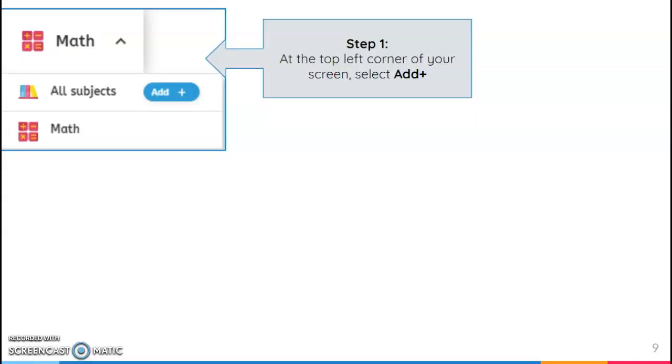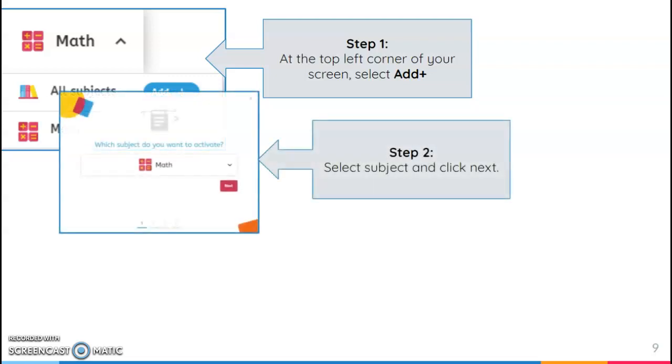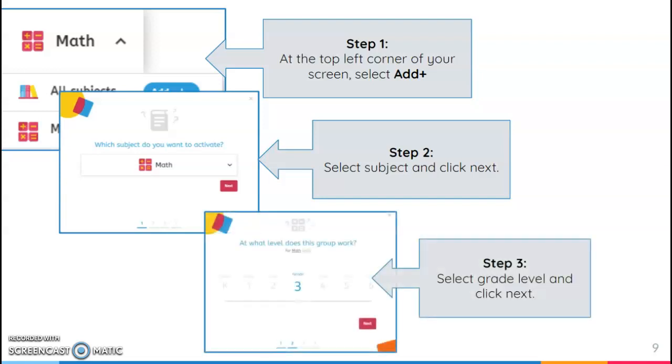Before you can start teaching, you need to activate the subject that you will be using. Once you get started, the steps are very intuitive and easy to follow. Step 1, click the Add button. It's at the top left corner of your screen. Step 2, select the subject. Step 3, select the grade level. For the purpose of this video, we'll be using 3rd grade.